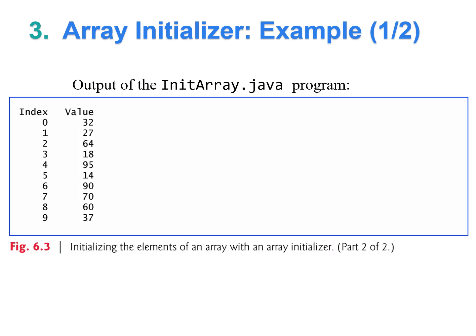And here is the output of the InitArray program that we have seen. It shows the index in one column and the value of the element at the corresponding index in the other column. And you see that these values match the values provided by the array initializer in the program.